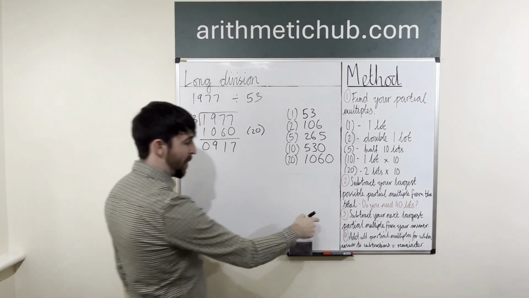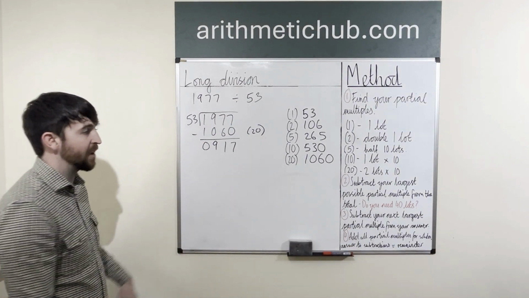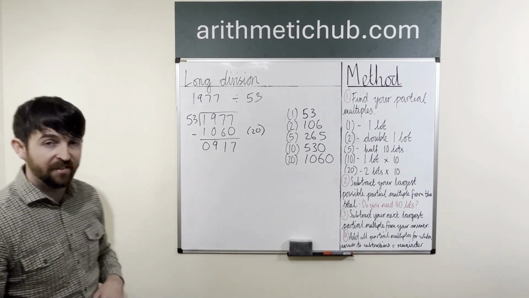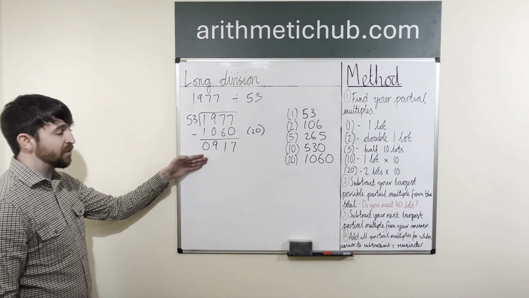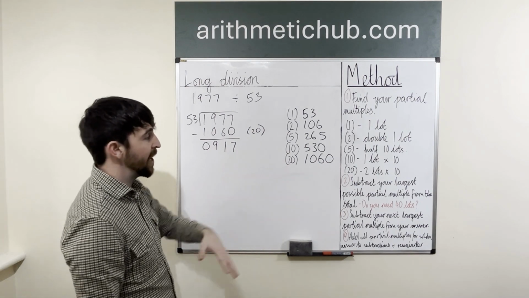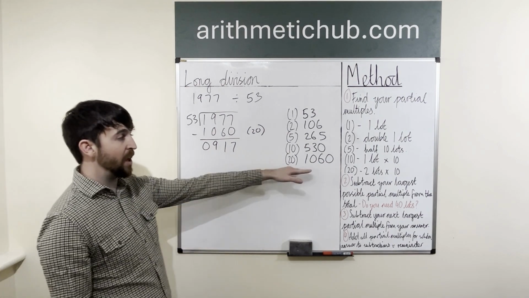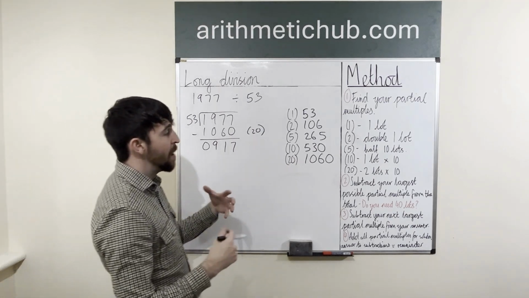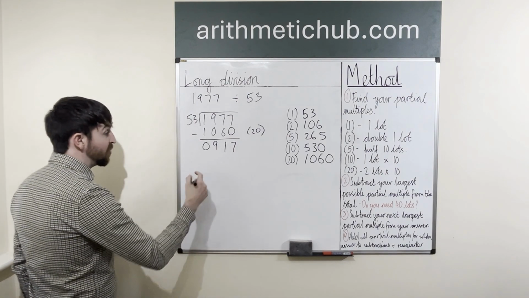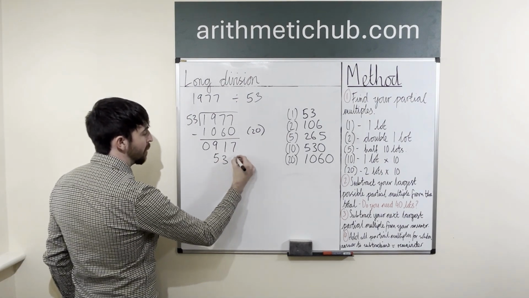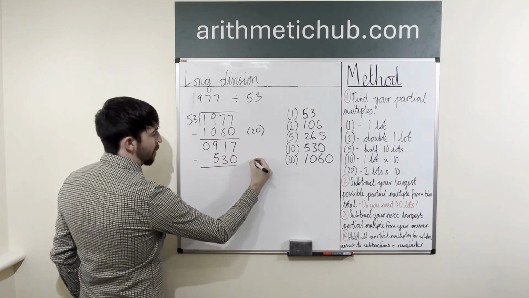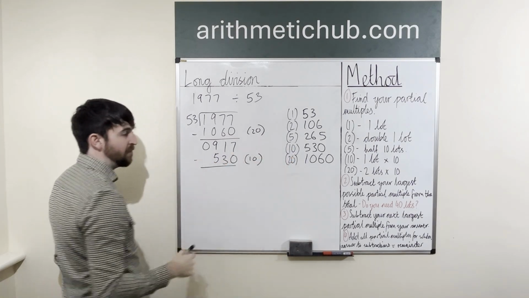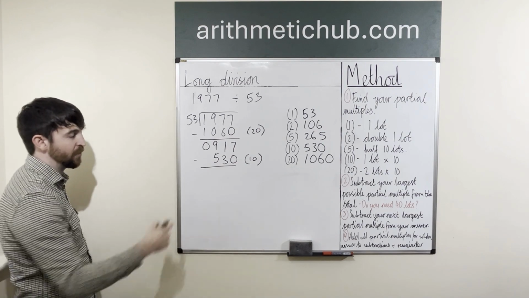Now I need to subtract my next largest partial multiple from my answer. I can't subtract 1060 again because my answer is 917. I can't take 1060 away because 1060 is bigger than 917. So I have to take away my next largest partial multiple, which is going to be 530. 10 lots is what I'm taking away. 530 is 10 lots. I'm going to take 10 lots away.